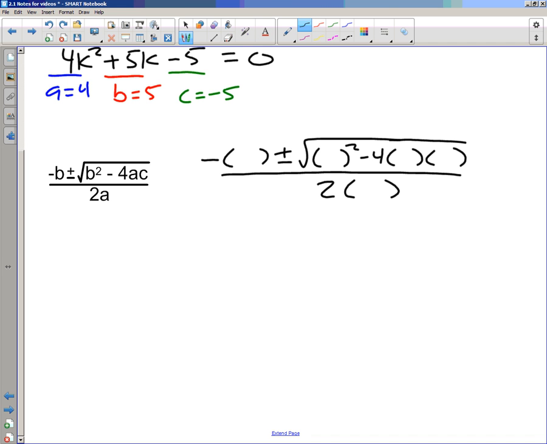And then I'll go ahead and plug in my values. All right, so the first spot there is B, which is 5. Second spot's also B. And we got A and C. A is 4. C is negative 5. I have to be careful with that sign. And then on the bottom there, we've got 2 times A, which is 4. All right, let's start simplifying this. So it is a negative out front here, negative 5 plus or minus square root.